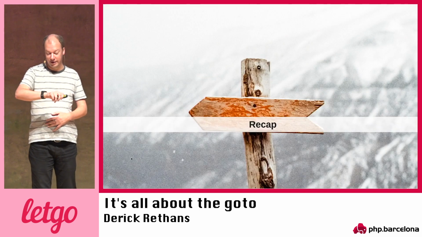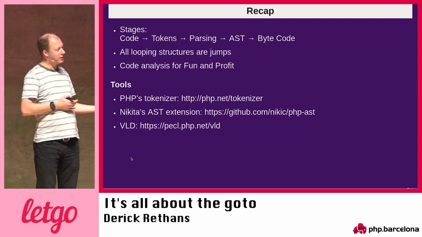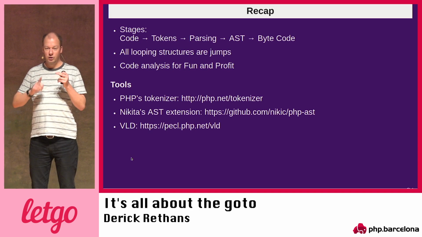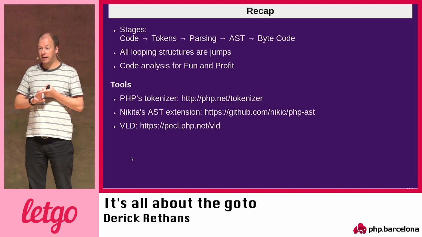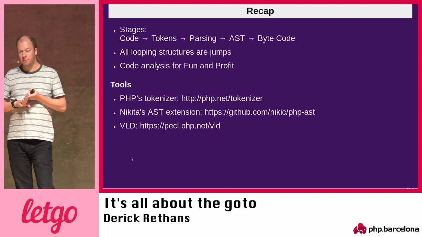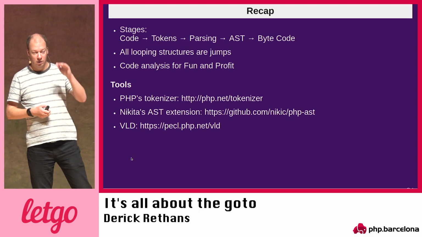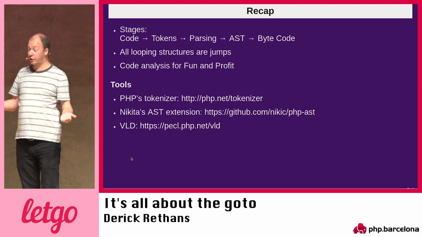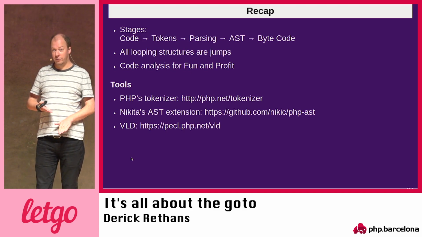Okay, so let's have a recap here. What did we look at? Well, we looked at the different stages, how PHP goes from having a file to running it. So we start out with the code that gets turned into tokens by the tokenizer. It gets turned into the AST by the parser, and that gets turned into the bytecode that PHP or the Zend engine then executes, doing instructions line by line, meaning that all looping structures have to be turned into this single line of things to run.